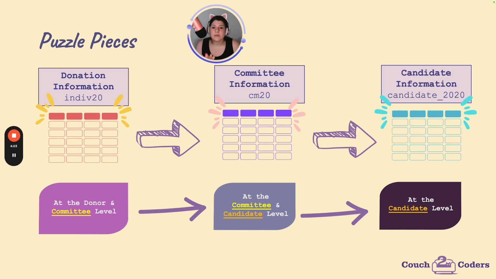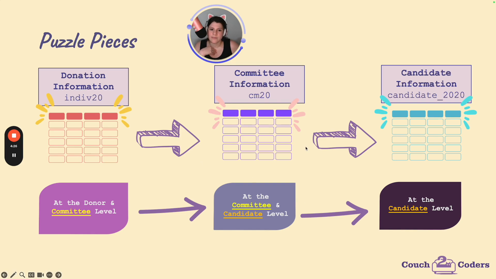If I wanted to go straight from donations all the way to candidate, I can't do it, because the third table only has candidate information. My table on the left side has donor and committee information. And I'm not able to force those two things together unless I have this middle table, which has the committee information.